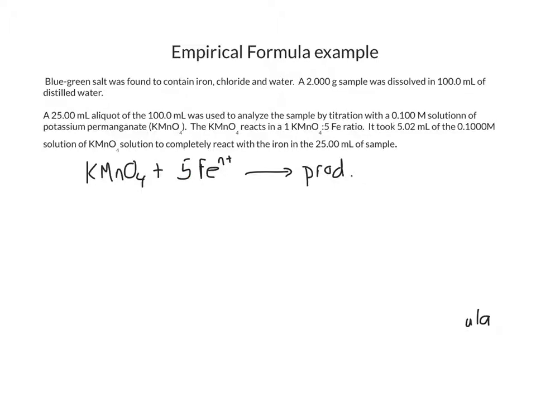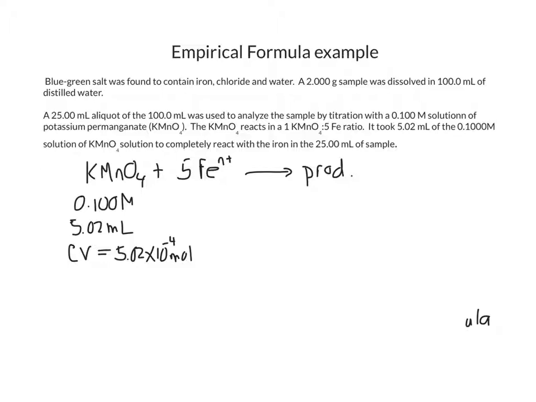So I know that my titrant has a concentration of 0.100 molar, and I know that I used 5.02 milliliters of that. And so I can calculate the number of moles of potassium permanganate that I used by taking concentration times volume, making sure that I change volume into liters. And when I do that, I find that I have 5.02 times 10 to the minus 4 moles of potassium permanganate that were used in this titration.